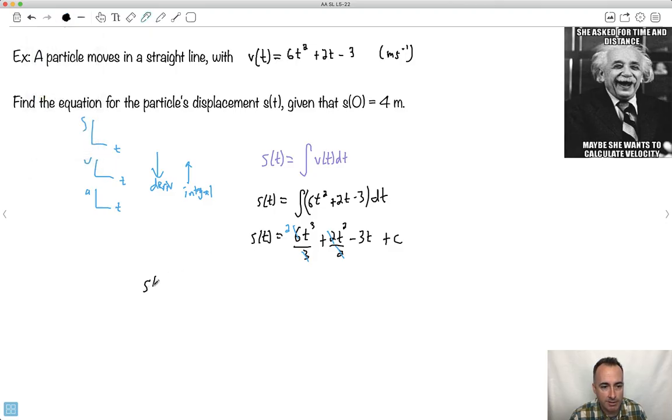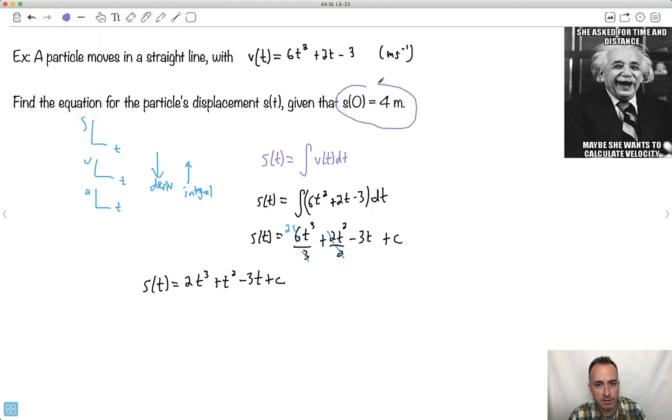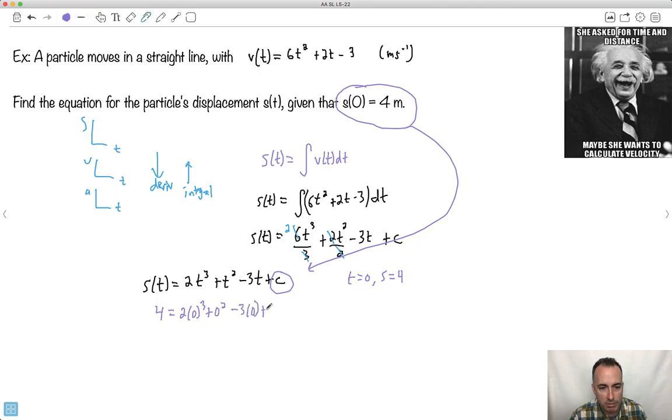So now I've got s of t equals 2t cubed plus t squared minus 3t plus c. But what is c? Turns out this information right here will help me to solve for it. Watch, this right here tells me everything I need to know for c. So what can I do with this? Well, I know that when t equals 0, s equals 4. Well, that means I'll put that in. So 4 equals 2 times 0 cubed plus 0 squared minus 3 times 0 plus c.